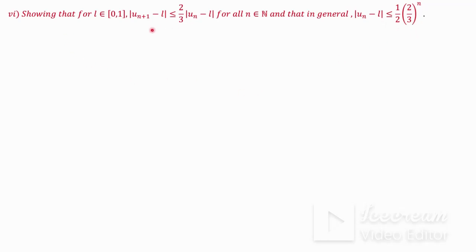So let us first of all show this first statement, that for all L belonging to the interval 0 to 1, the absolute value of u n plus 1 minus L is less than or equal to 2/3 times the absolute value of u n minus L.